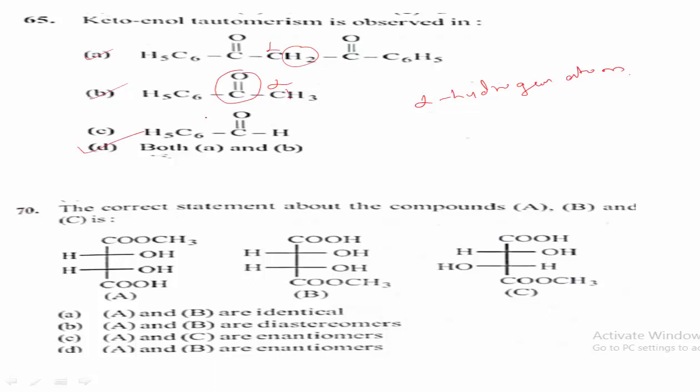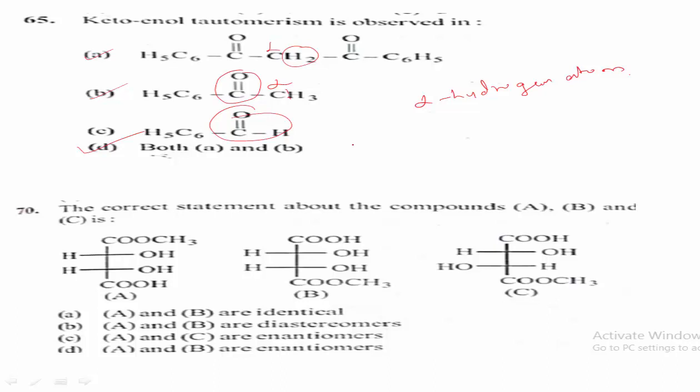Why is option C not correct? Because here it does not contain alpha hydrogen atoms. The CHO means it is one of the aldehyde groups. Is it right? Yes. Option D is the right answer.